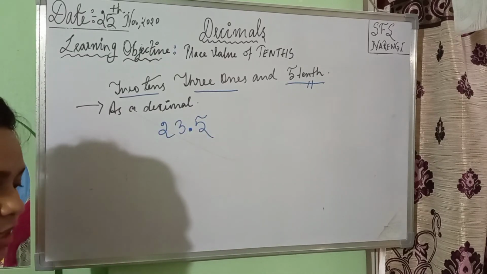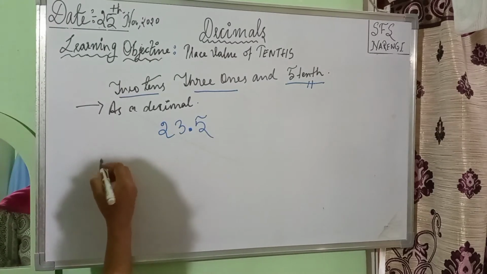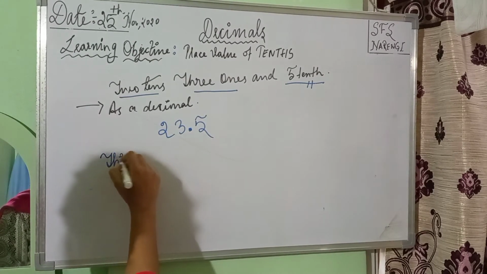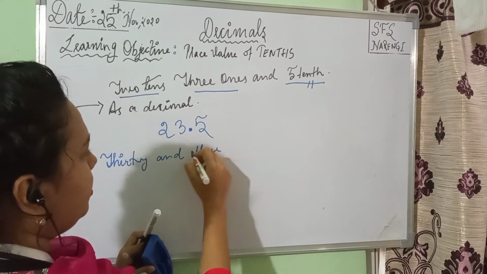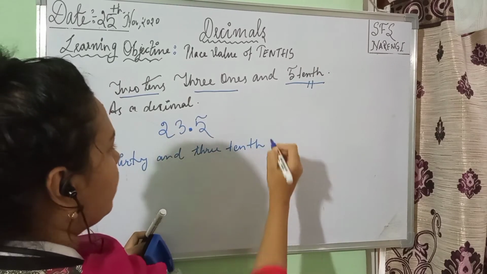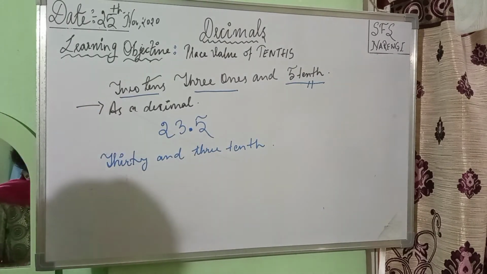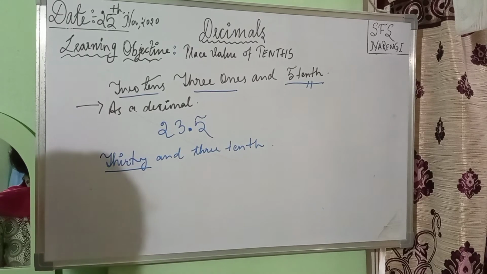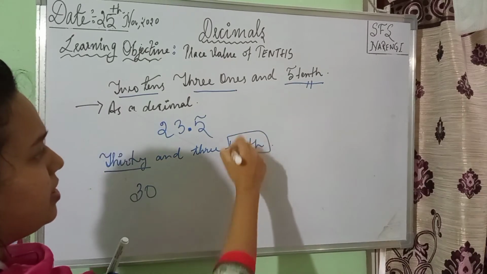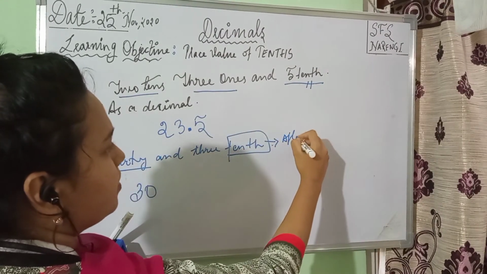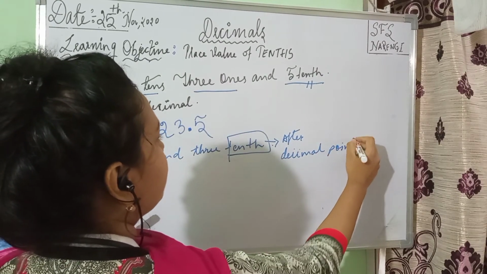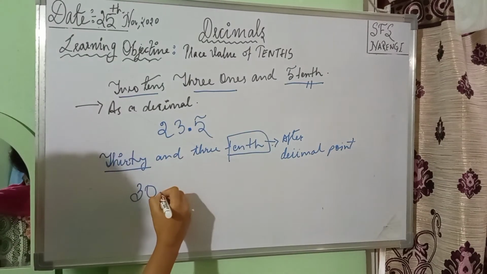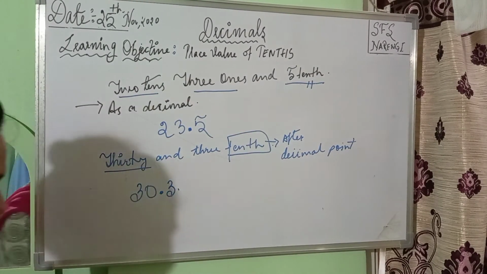It is something new. Suppose I need to write 30 and 3 tenth. Now here, see children, in the first place what do I have? I have 30 and this is tenth. Since this is tenth, it will be after the decimal point, right? Since it is after the decimal point, I can write it as 30.3.